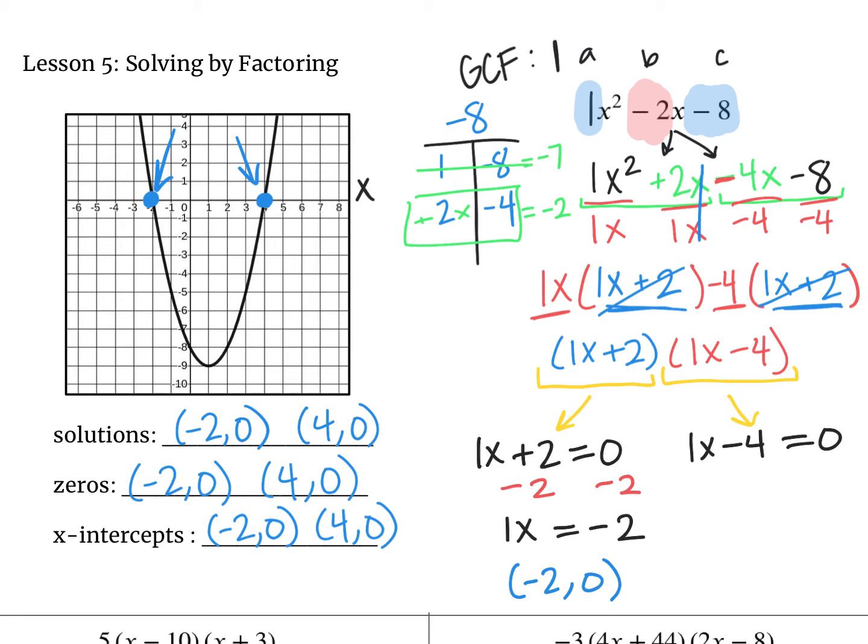All right, so let's look at the next one. 1x minus 4 equals 0. To get x by itself, we want to do the opposite of subtraction. We're going to add. So we will add 4 to both sides. And we get 1x is equal to positive 4. And notice that's also one of the solutions or zeros or x-intercepts that we found on the graph. So we can write it as a coordinate 4, 0, because our solutions are always x-intercepts, and that's how we write the coordinate for an x-intercept.